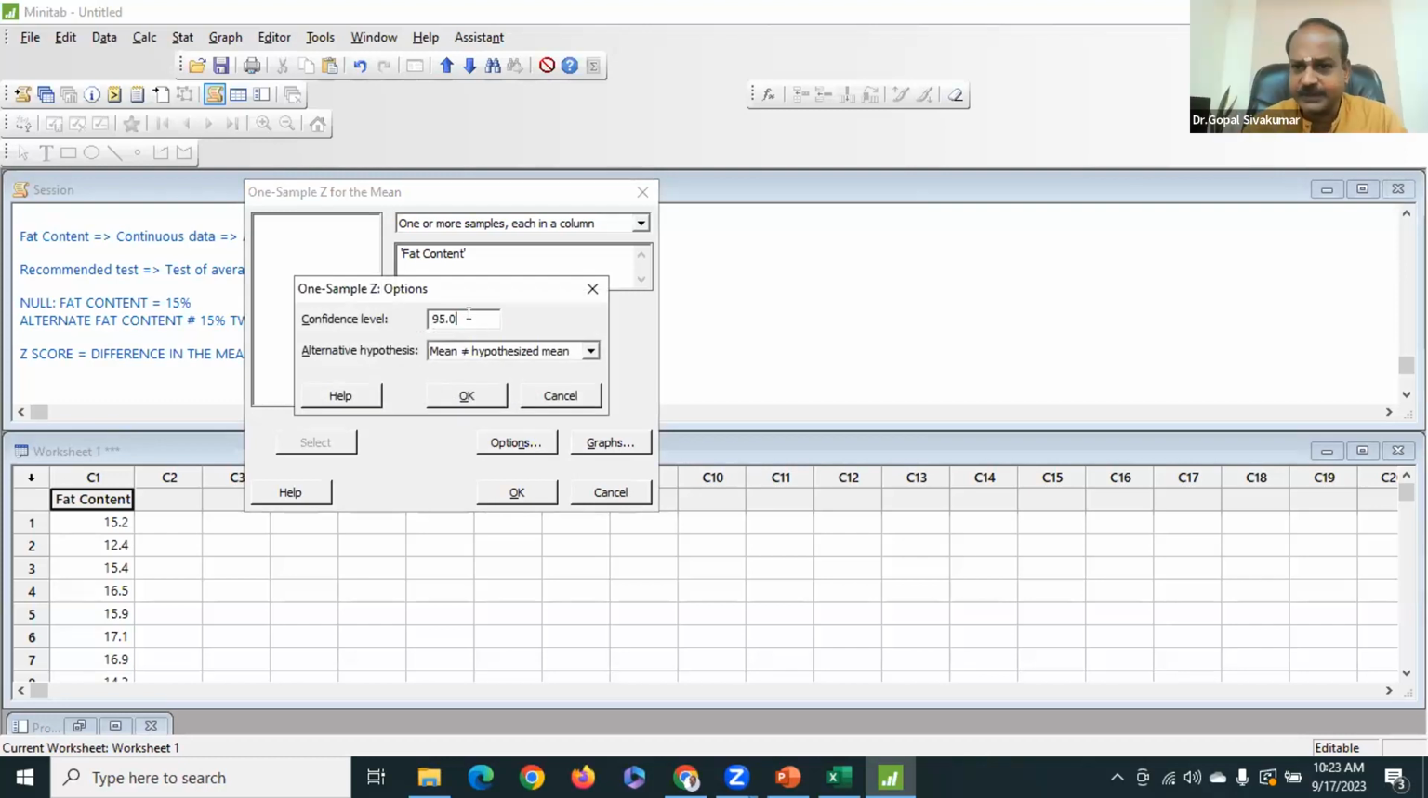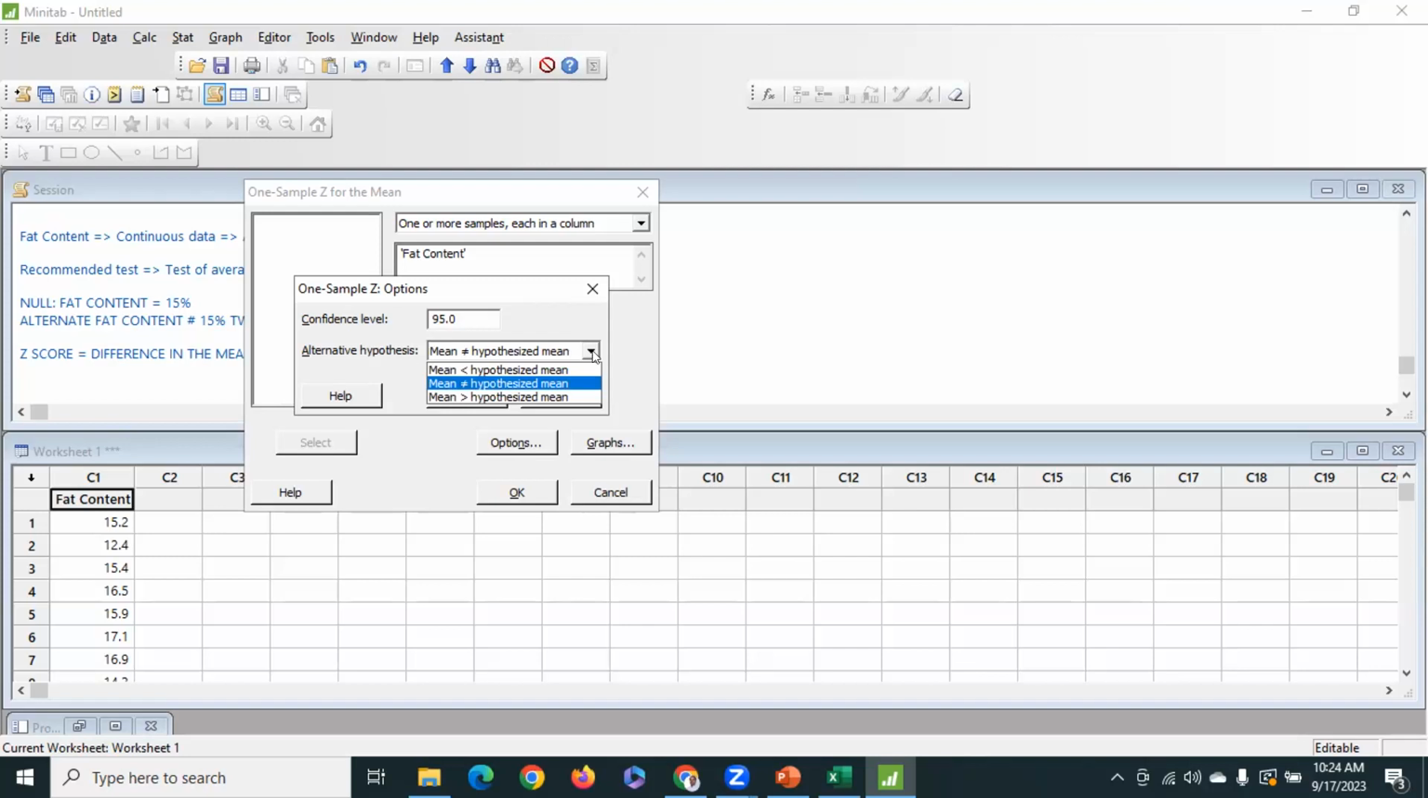Confidence level, 95%. Do you want to make it two-tailed or one-tailed? Right tail or left tail? You can choose. But you should know, if you make it two-tailed, the maximum Z-score allowed is 1.96. For one-tailed, it is 1.645.